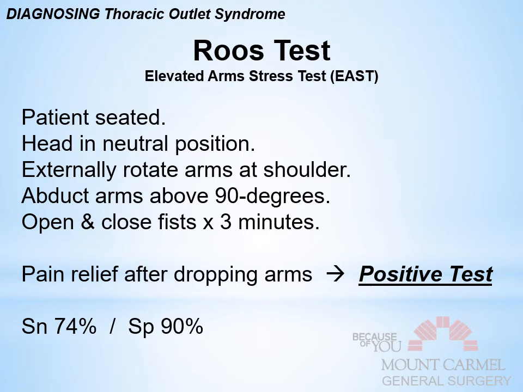You put the patient seated, head in the neutral position, externally rotate the arms at the shoulders, and then abduct the arms to 90 degrees. So essentially it's like a big stop sign with both your hands, okay? You clench and unclench your fists for 3 minutes. If that elicits pain, and then you get relief after putting your arms down, that's a positive Roos test. And it's fairly specific for thoracic outlet syndrome.